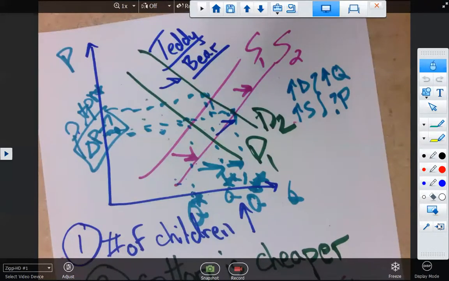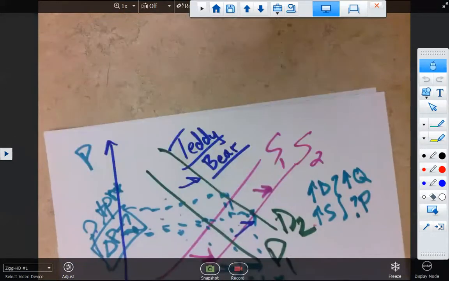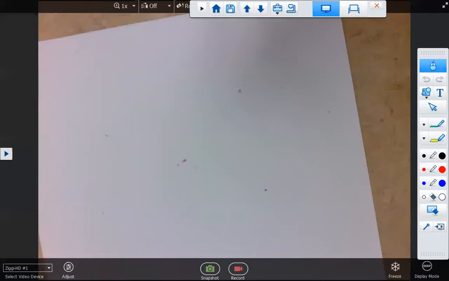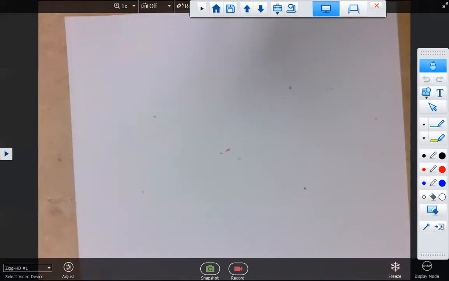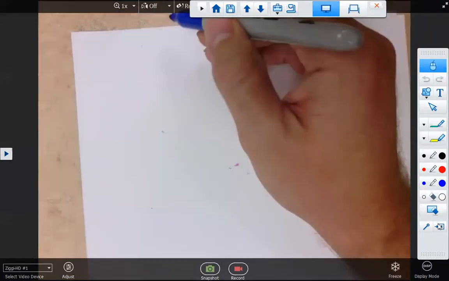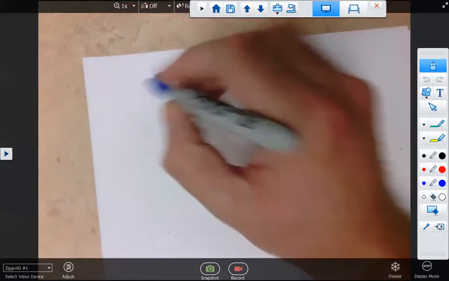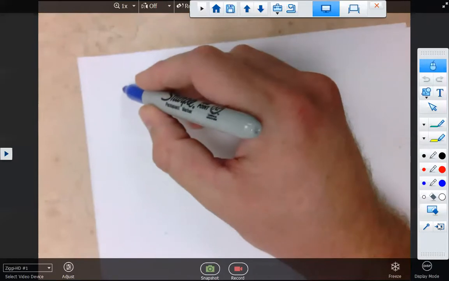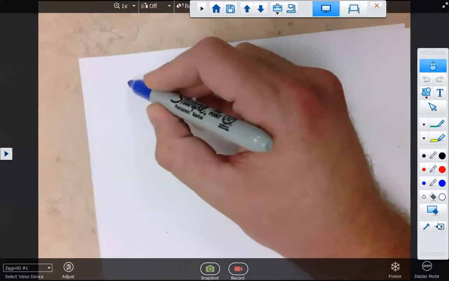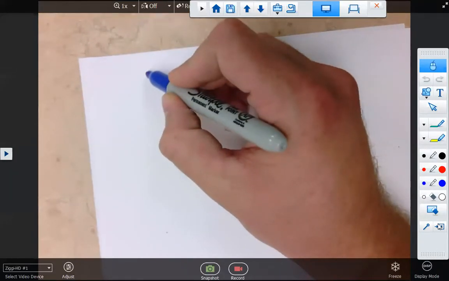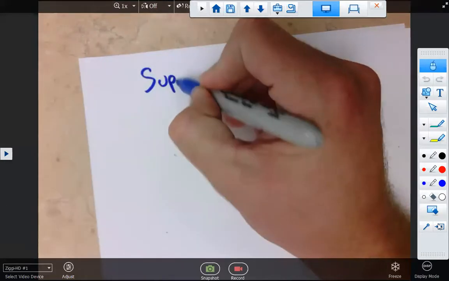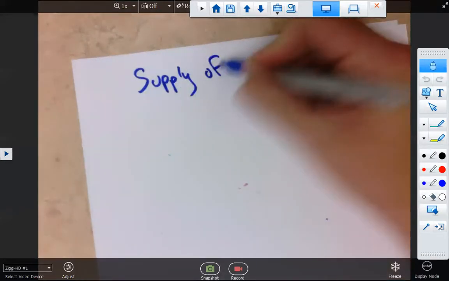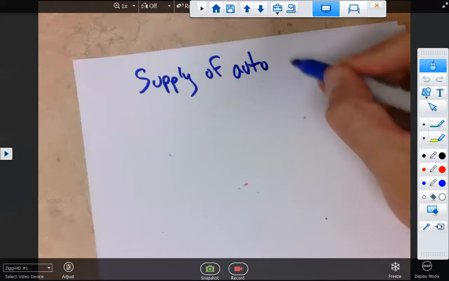Well, let's just do some practice about how the supply curve, not chain, moves. So real quick, how will each one of these things affect the supply of auto tires?